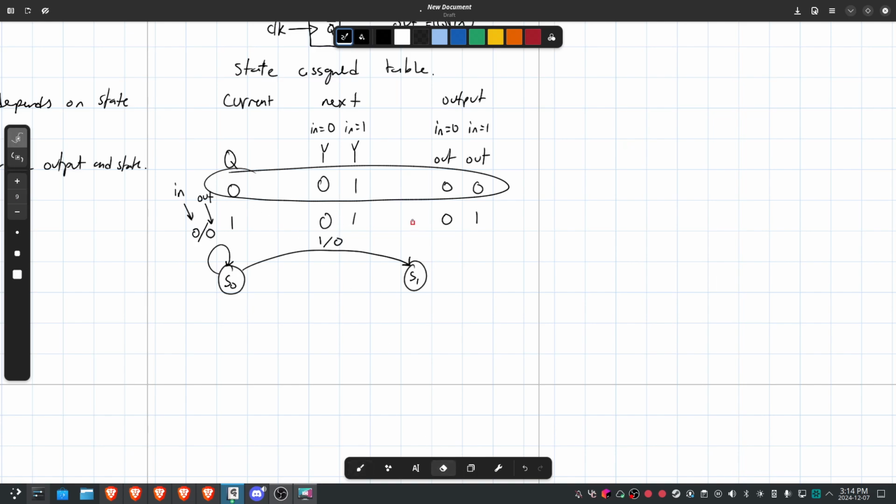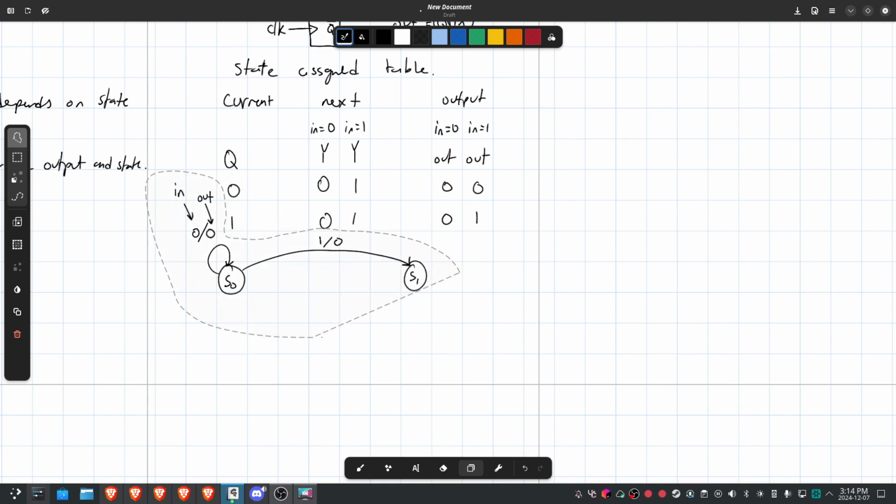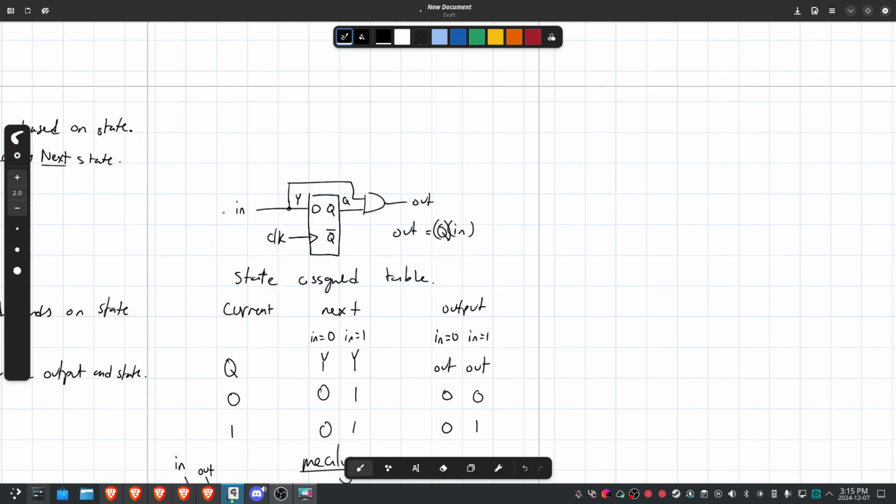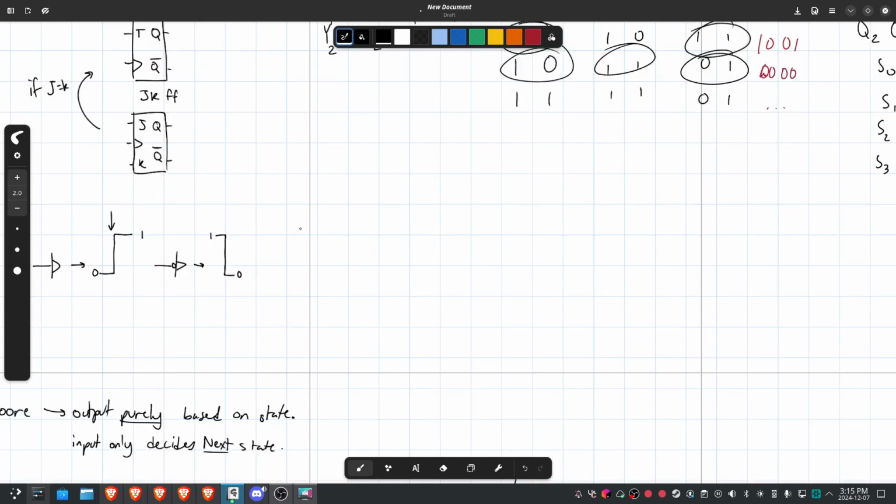Now, at state 1, I drew this way too close. Oopsies. Let me move this down a little. At state 1, if in is 0, it's going to return back to state 0, and our output's going to be 0, so 0 slash 0. And if our state is 1 and our input is 1, it's going to return to itself. The input is 1, and the output's going to be 1. So this is a Mealy, what is this called? State diagram.